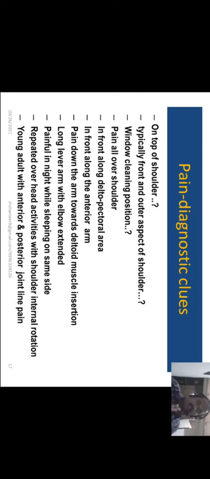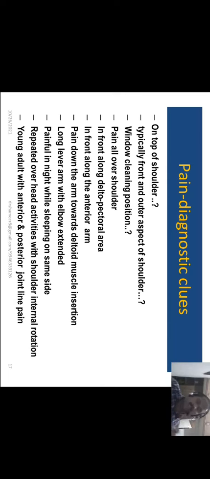For a periarthritis of shoulder, never immobilize the patient; you have to mobilize the joint. For a rotator cuff tear, initially you have to immobilize the patient for 2 to 3 weeks. After that, you have to mobilize. So for exact pain and tenderness, you have to make the exact diagnosis.